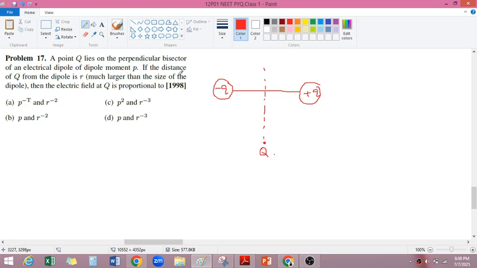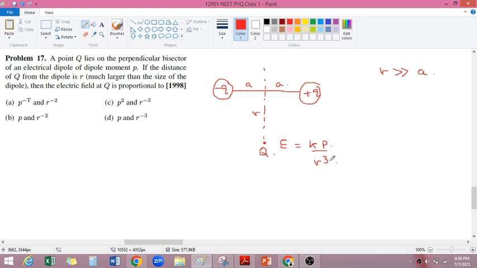If the distance of Q from the dipole is r, much larger than the size of the dipole, that means, as in your derivations, r is much larger compared to a, so you can simplify the formula. Then the electrical field at Q is proportional to... So electrical field here is equal to Kp by r cube, if I remember correctly.